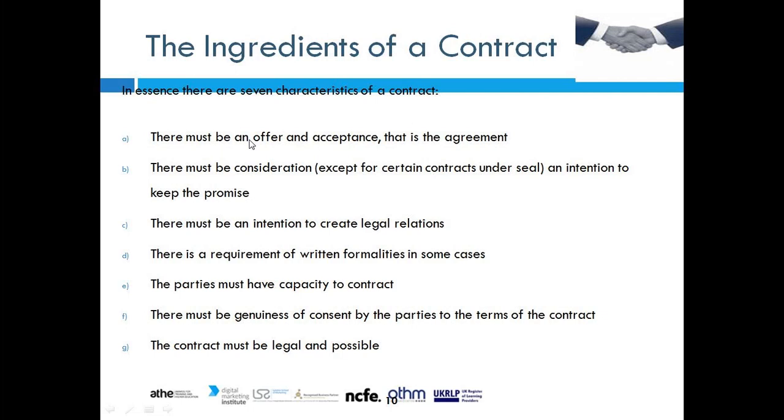There must be genuineness of consent by the parties to the contract. Yes, it needs to be genuine. The contract must be legal and possible. If somebody says we'll bring the stars for you, that's not a contract because it can't be possible. Something impossible can't be in a contract.